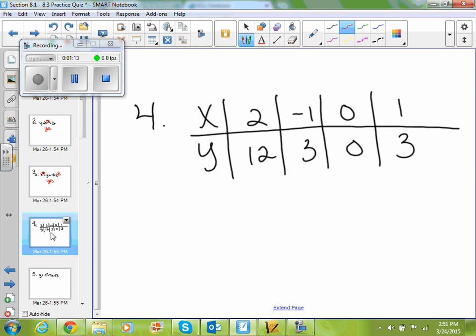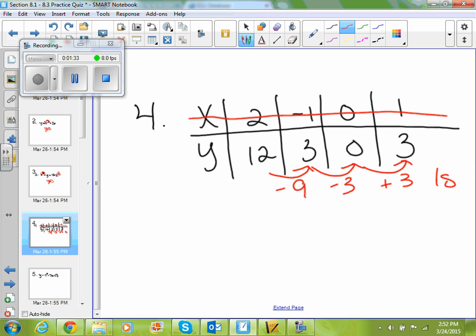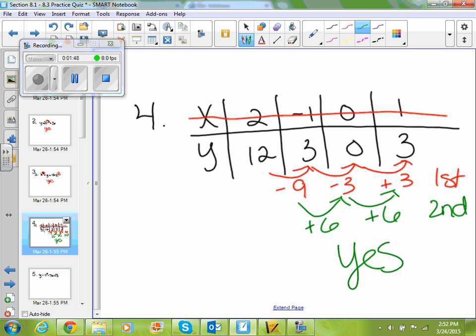Alright, what about when I have a table of values? How do I find out? I look at only my y's, so I ignore my x's, and I find the differences. The first one is subtract 9, then add 3. These are called my first differences. Do I care about my first differences? No. So I have to do this again. Negative 9 and negative 3 is add 6. These are my second differences. These are the ones I care about. They're the same, so yes.